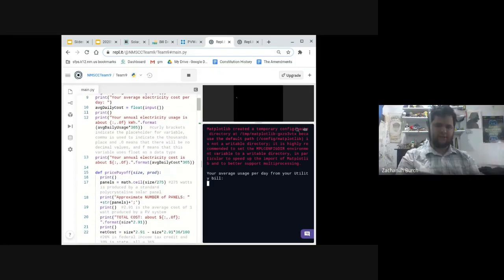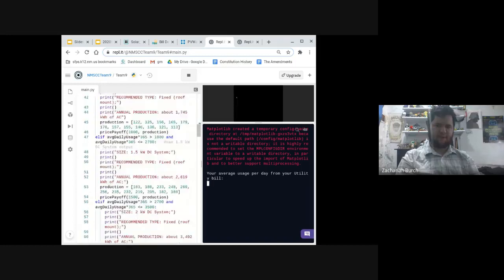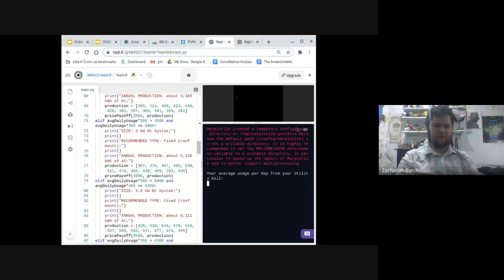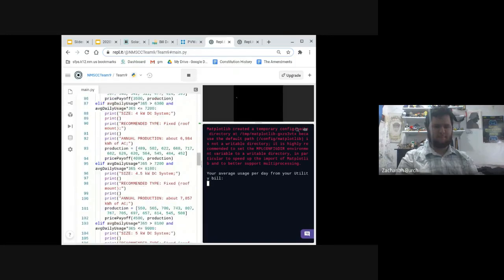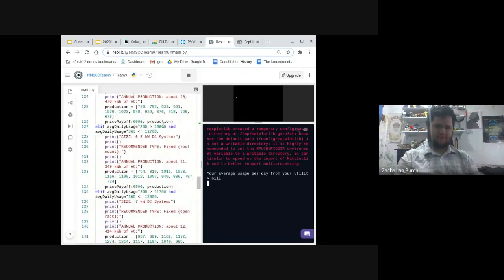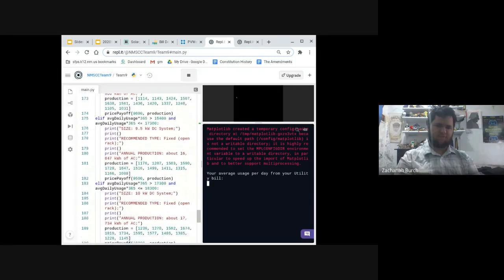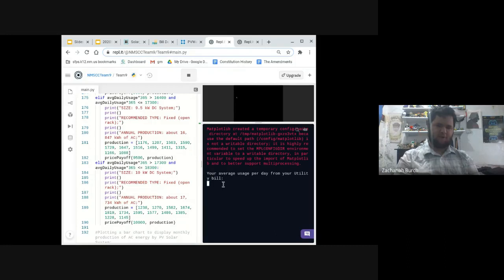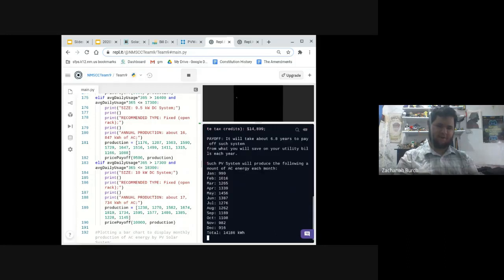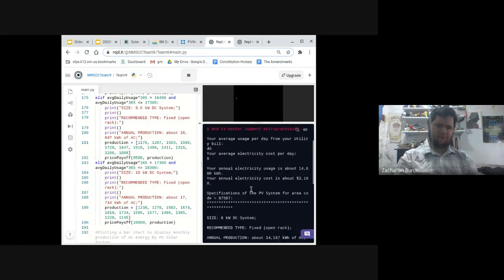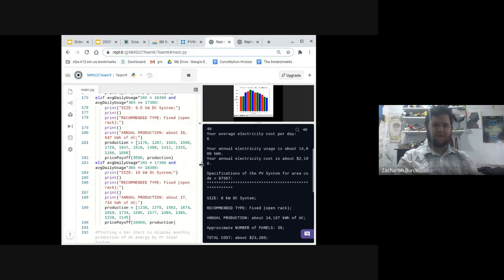We then translated our JavaScript code to Python code, and we added a few more details, such as the type of PV system. The types of PV system are roof mounts, which are usually used for smaller houses, or for houses that most likely don't have a lot of yard space, and ground mounts or open racks for larger houses.